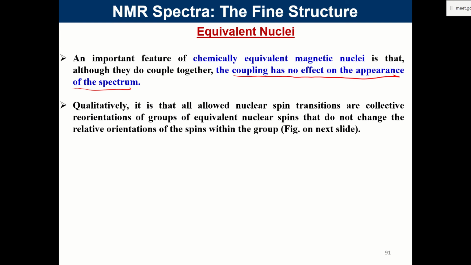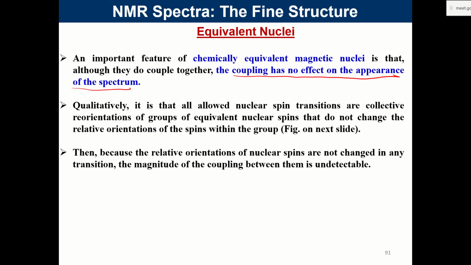So this group of collective nuclei: when we are talking about the CH3 group, there are 3 protons. The relative orientations of the angular momenta of the 3 protons in the CH3 group are unchanged during the transition.